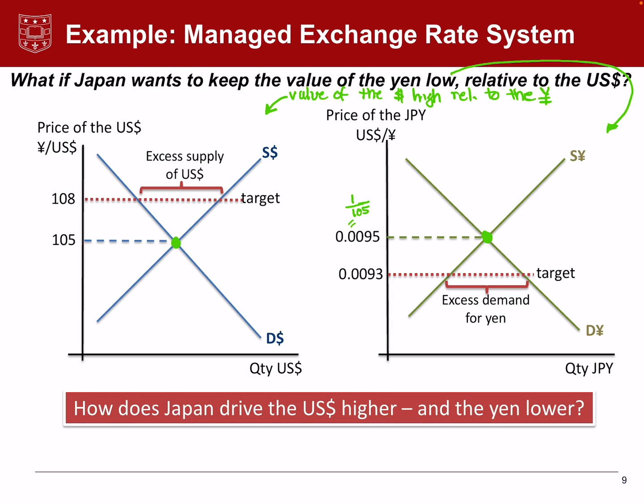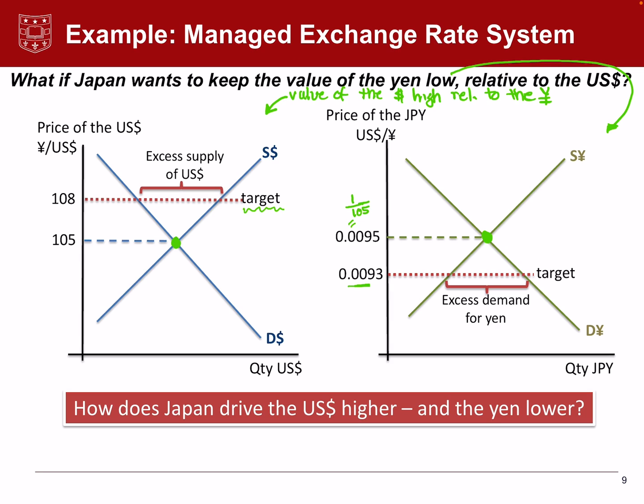So, how does Japan drive the dollar higher and the yen lower? Again, suppose Japan wants the value of the dollar, rather than 105 yen per dollar, to be 108, or equivalently, we have this exchange rate from the perspective of Japan. Well, what we would say is if Japan is targeting this exchange rate of 108 yen per dollar, then it needs to recognize that at that exchange rate, there would be an excess supply of dollars.